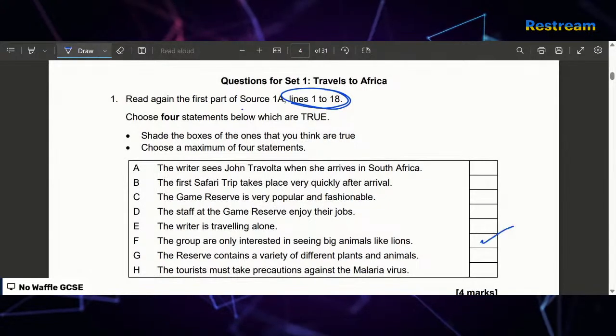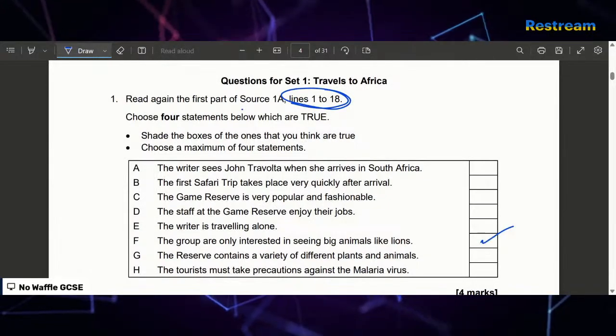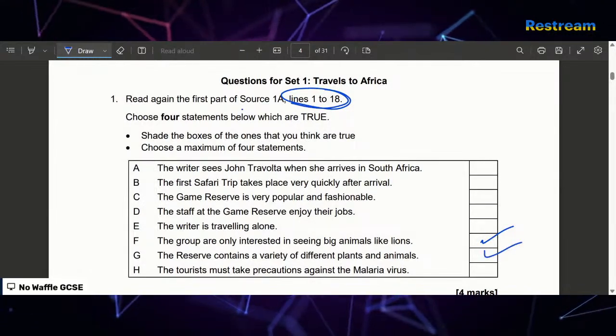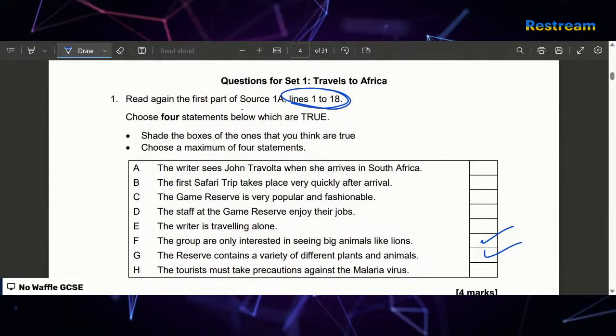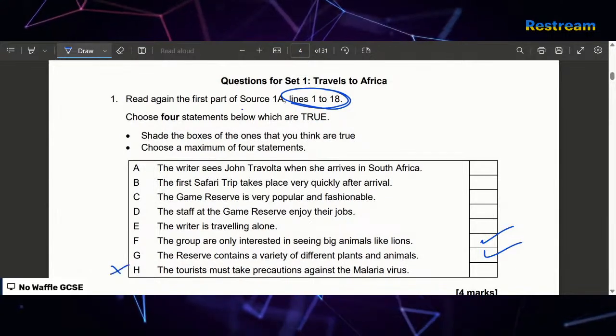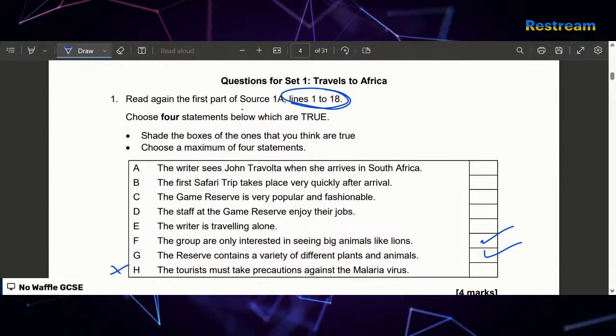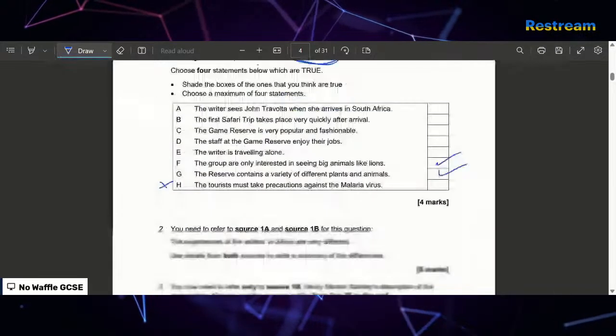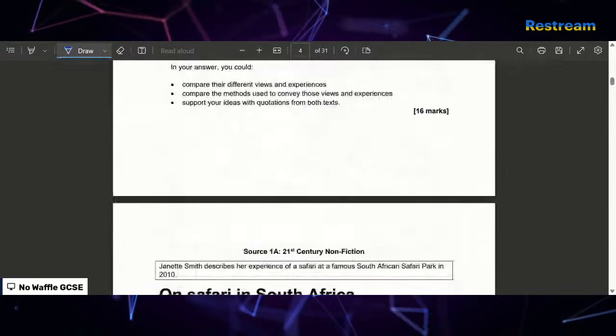The reserve contains a variety of different plants and animals. Yep, because that's what's meant by the biomes. The tourist must take precautions against the malaria virus. Now, we know that it's a malaria-free area, so we don't have to worry about that, as it was mentioned there. Now, for the other 2, let's just read over it again.